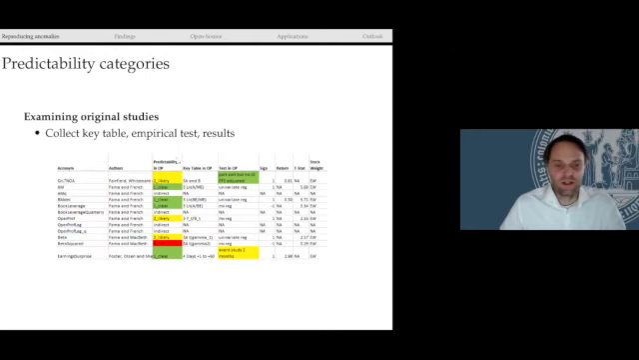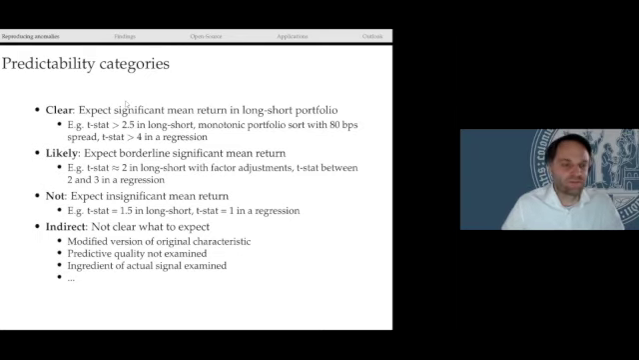We have a subjective classification of original predictors into 4 categories: clear ones, likely ones, not ones, and indirect ones. And this is a subjective judgment call. Let me tell you what these categories are. A clear signal is a signal where we expect in our application a significant mean return in a long short portfolio. So what are clear signals?